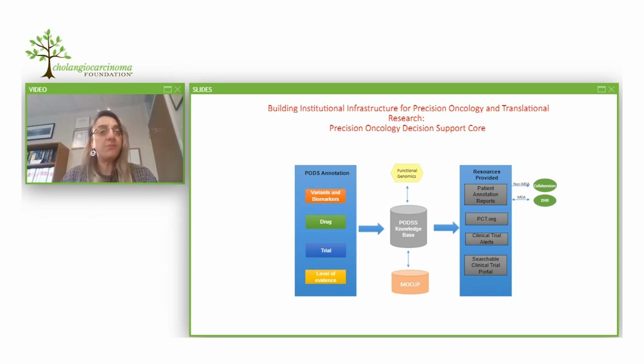It also allowed us to build a publicly available website, personalizedcancertherapy.org. And for physicians, we also have a searchable clinical trial portal so they can identify trials that are relevant for their patients. And we've also initiated a clinical trial alert system that I can tell you about.